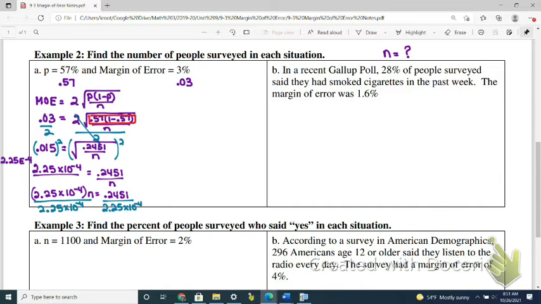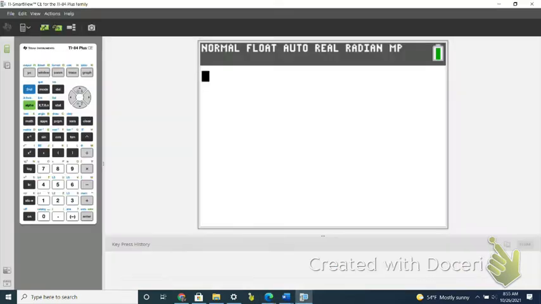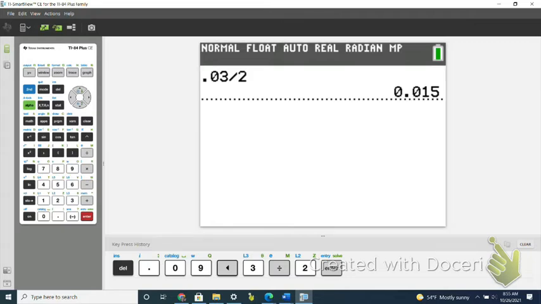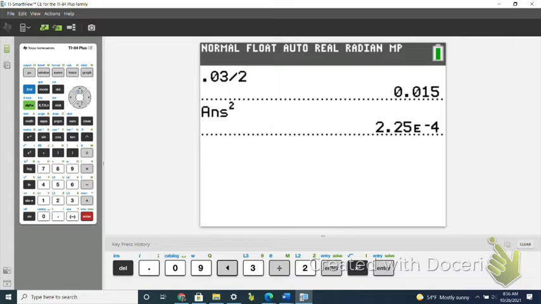So let me pause this. I'm going to pull up my calculator and show you how to type this in, and then we'll get to the answer. Okay, so first thing we had was 0.03 divided by 2. From there, we needed to square it, so I'm just using the answer feature. I'm not typing anything new in.